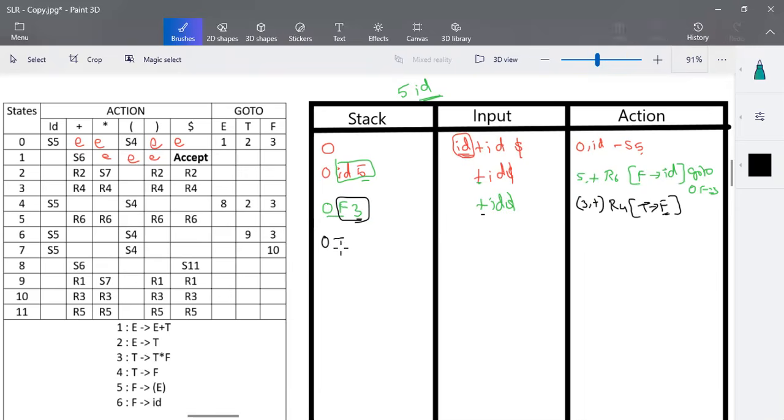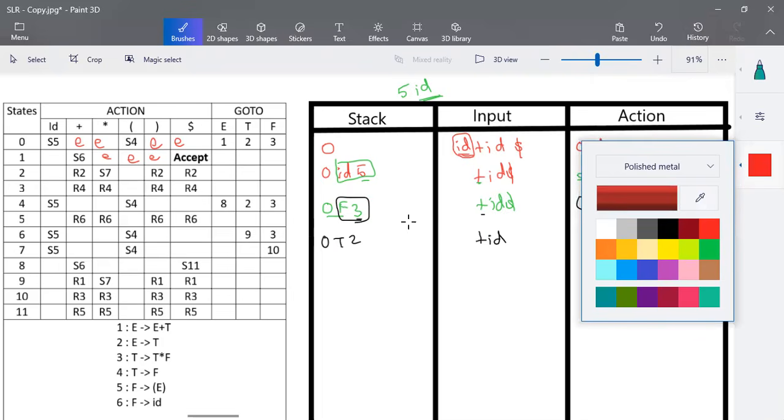So 0, T will be pushed, and each and every reduce operation is followed by a goto operation. We perform this goto operation with these two entries, 0, comma T. So we'll check what is the corresponding entry for 0, comma T. 0, comma T consists of 2. So this 2 will be pushed into the stack. And the remaining input remains as such.